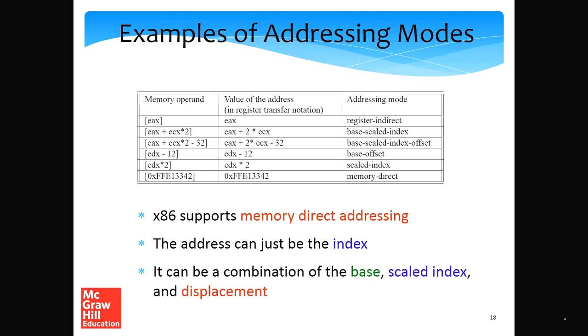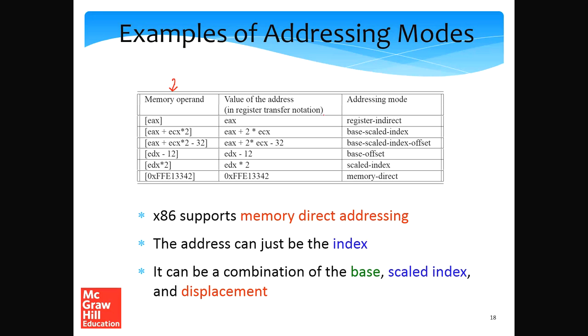Alright, so let me now give an example of addressing modes. Let us consider the memory operand as it is specified in the x86 assembly language, and the value of the address in register transfer notation. For this, go back to chapter 3, and it'll tell you what it is. So we are just mathematically trying to represent what the address is like, and then the addressing mode. x86 supports many kinds of addressing modes.